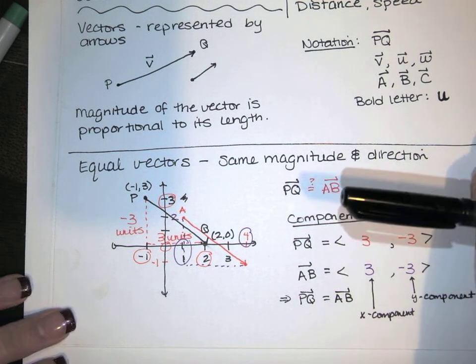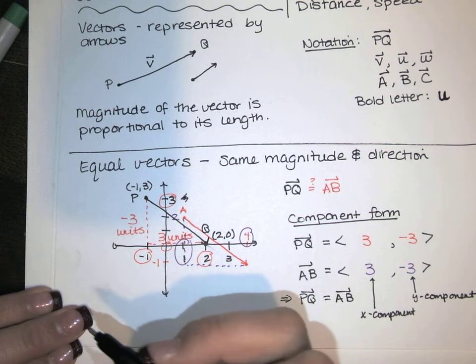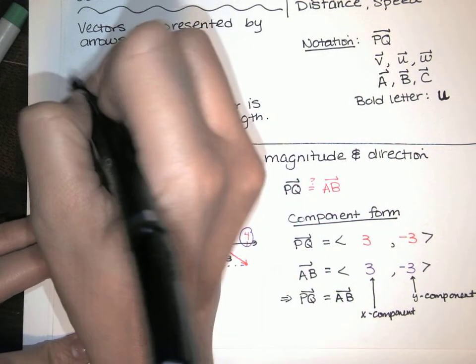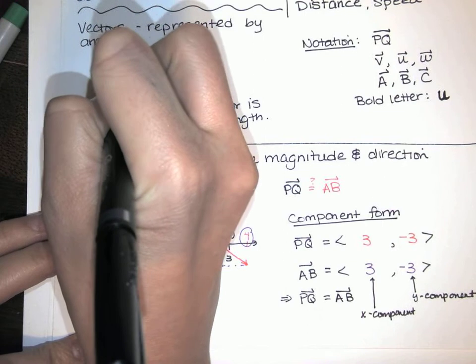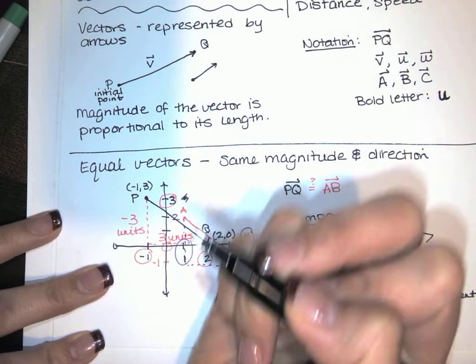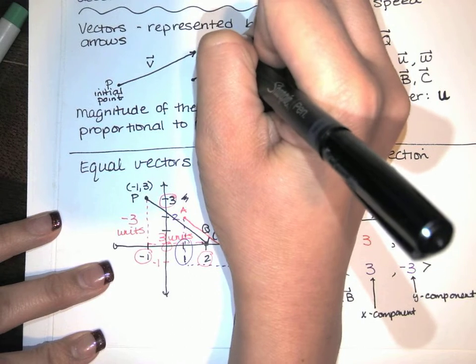I forgot to talk about what that starting point is. The starting point here, P, is called the initial point of your vector. And the point where you end up, Q, is called your terminal point.